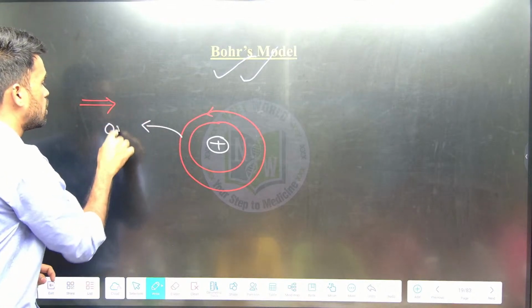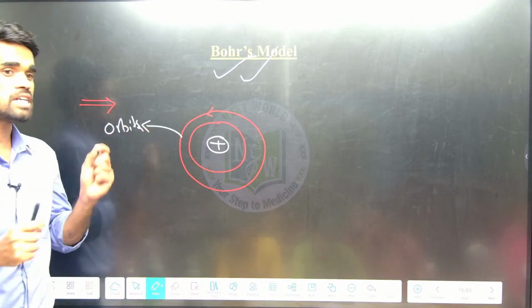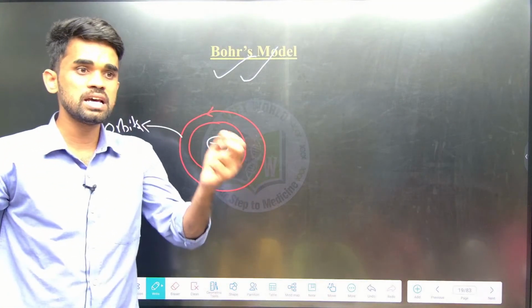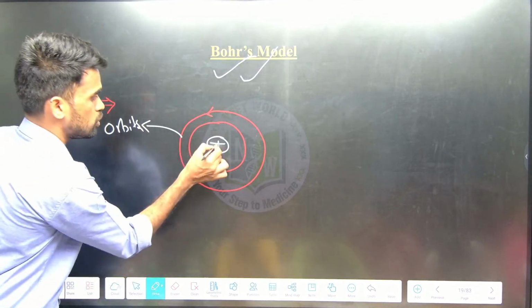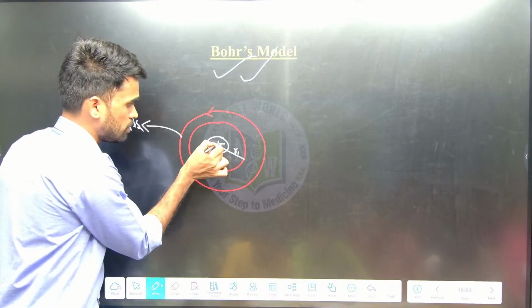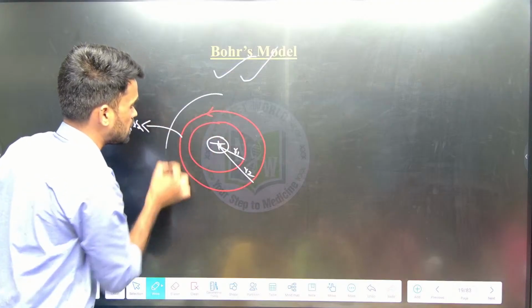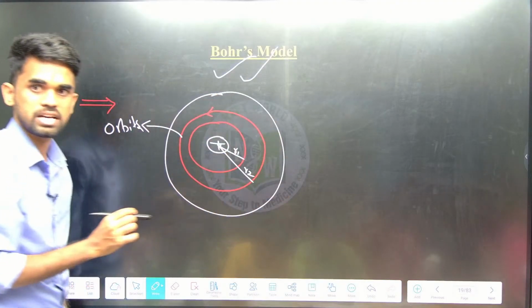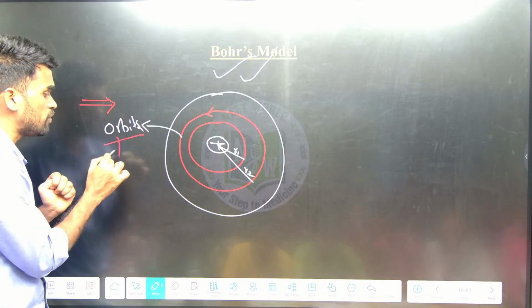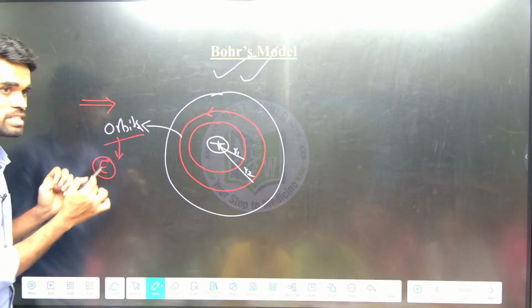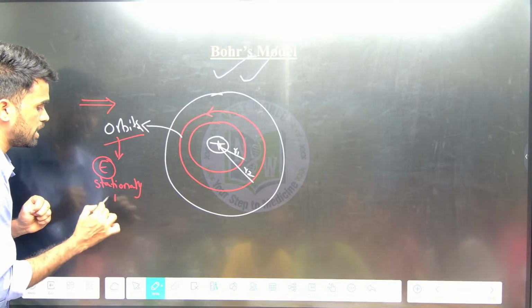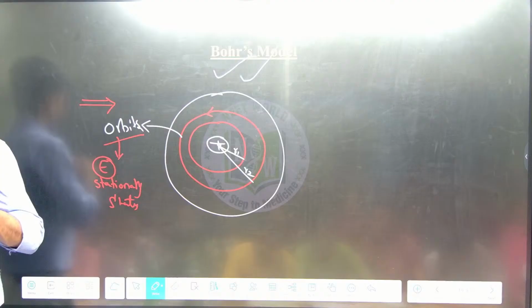These orbits have fixed energies and fixed radii. If this is the nucleus, from the nucleus to here there is some fixed radius r1, from here to here it is r2. Whatever orbits you take, they have fixed energies and fixed radii. So they can also be called stationary states or stationary orbits. Is this clear up to here?